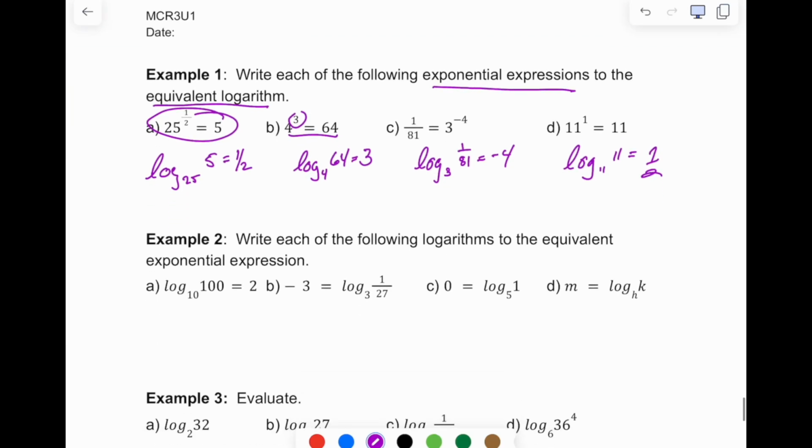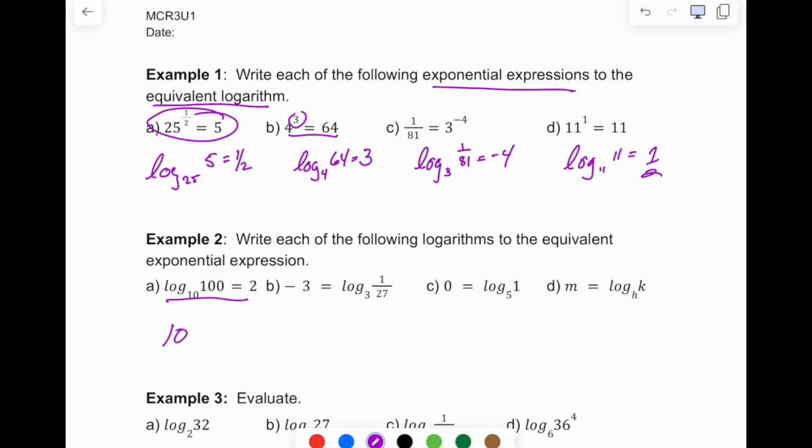All right. So in this case, now we want to go back the other way. So now we're given a logarithm. How can we write the equivalent exponential expression? So given log base 10 of 100 is 2. What's my base here? That's going to be 10.